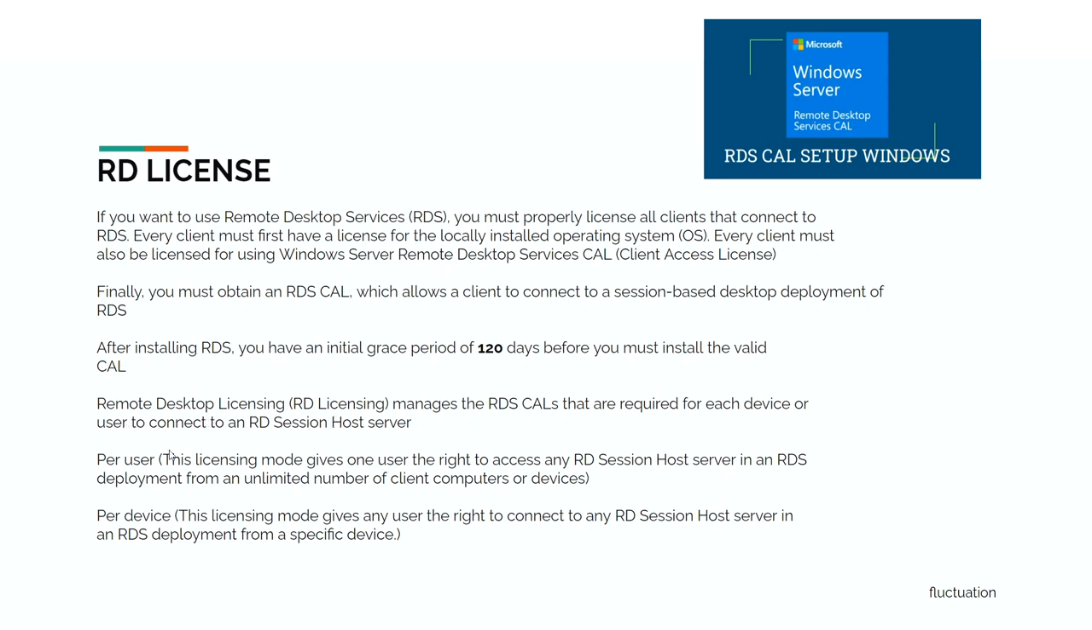We have two options. Per user: this licensing mode gives one user the right to access any RD session host server in the RDS deployment from an unlimited number of client devices. The other one is per device. This licensing mode gives any user the right to connect to an RDS session host server in an RDS deployment from a specific device, so it's less expensive.